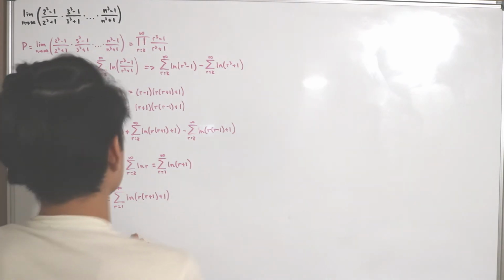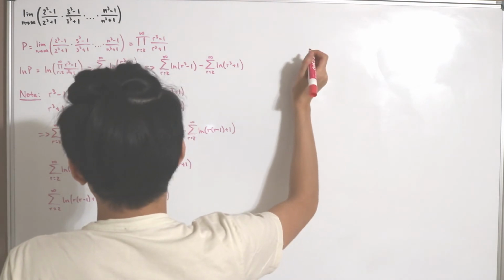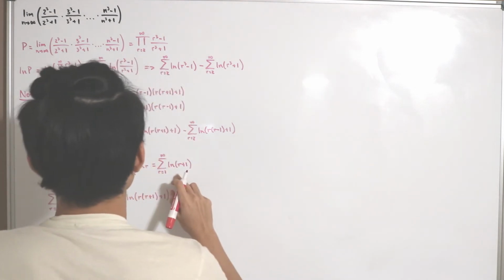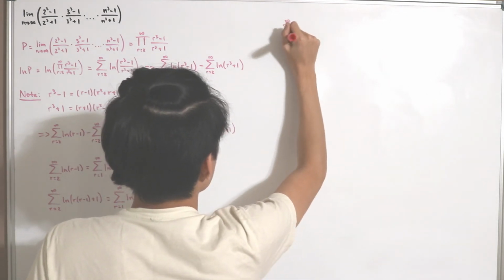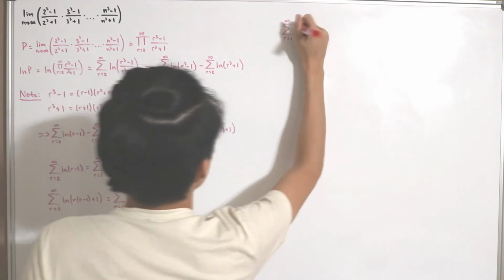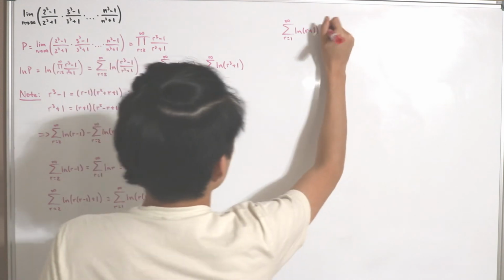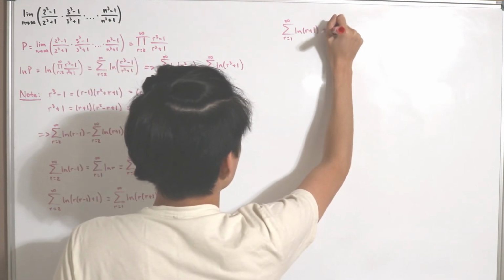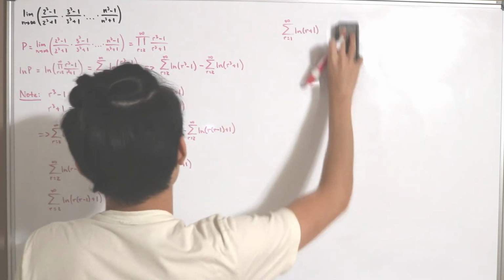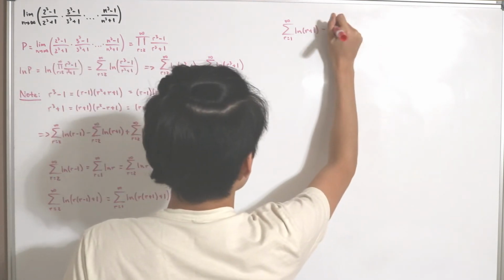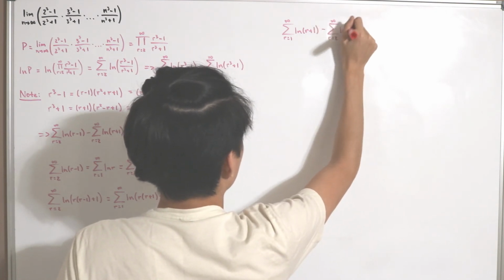Let's substitute our pieces. So now we have r equal to 1 of right here, ln of r plus 1, then plus the summation, or actually, this is a minus, as a matter of fact. So this is minus summation r equal to 2 of ln of r plus 1.